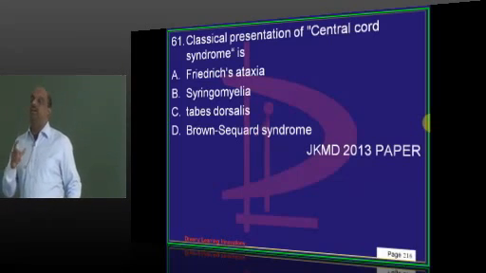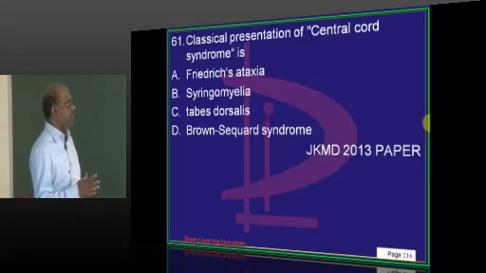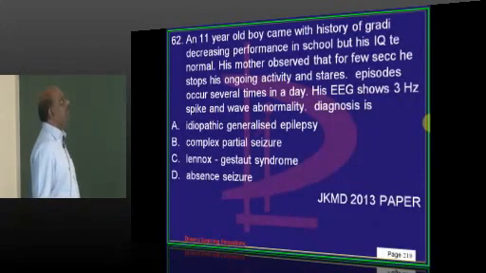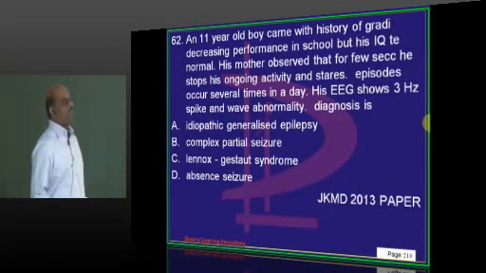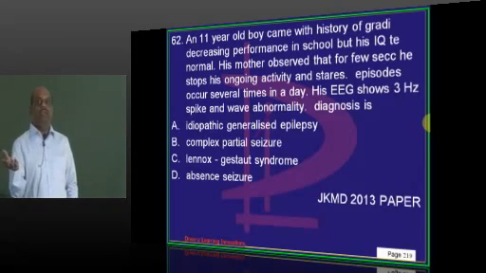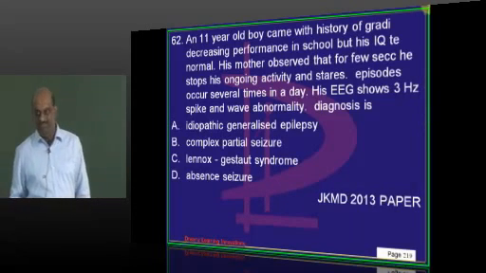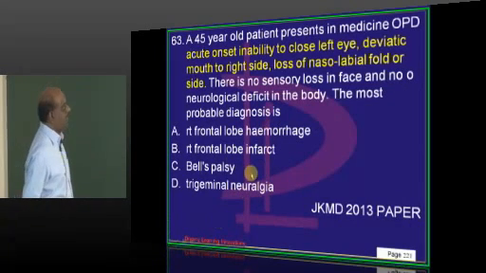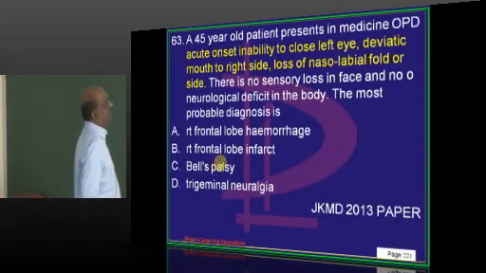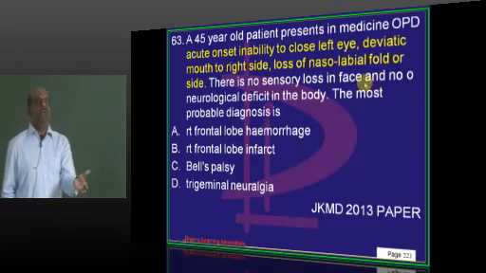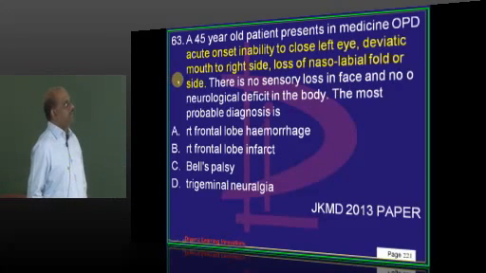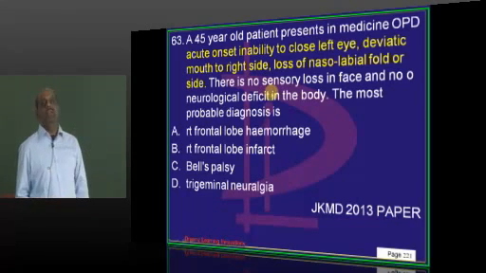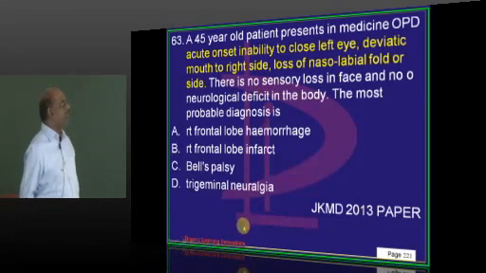Syringomyelia with the central canal dilatation typically will lead to the development of central cord syndrome. An 11-year-old boy comes to you, 3 Hz spike and wave abnormality on EEG. Classical description of absence seizures is what you need to remember. Acute onset of inability to close the left eye and deviation of mouth towards the right side and loss of nasolabial fold. Classical of Bell's palsy.